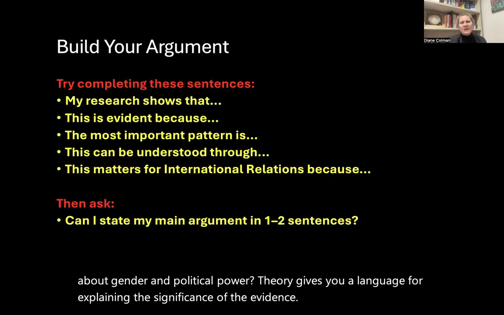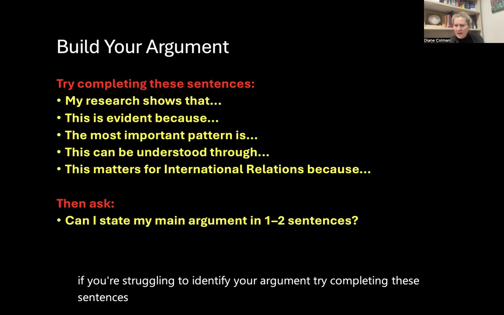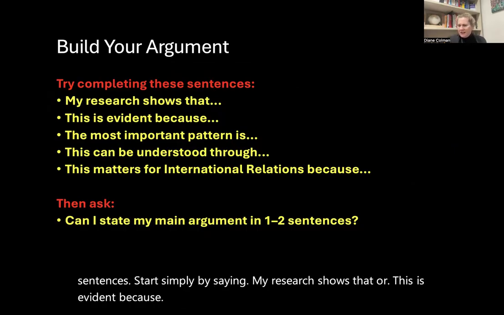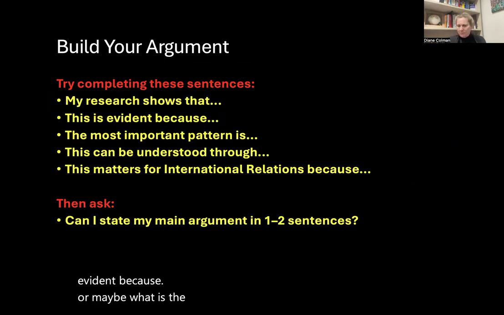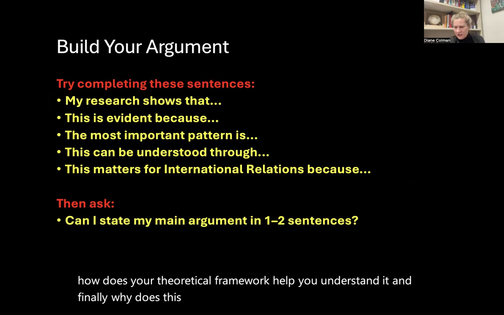If you're struggling to identify your argument, try completing these sentences. Start simply by saying, "My research shows that," or "this is evident because," or maybe "what is the most important pattern?" How does your theoretical framework help you understand it? And finally, why does this matter for international relations?